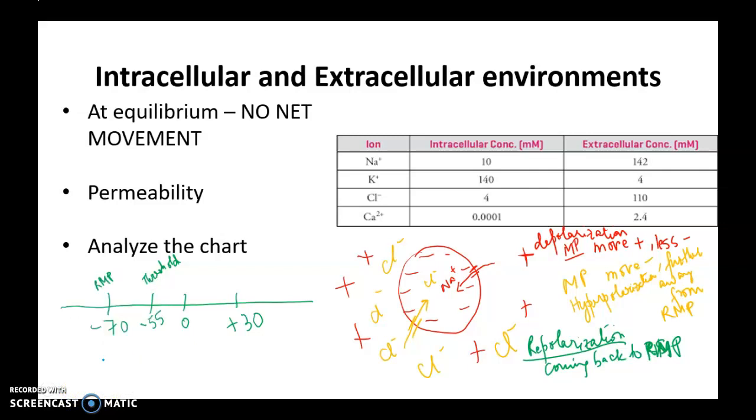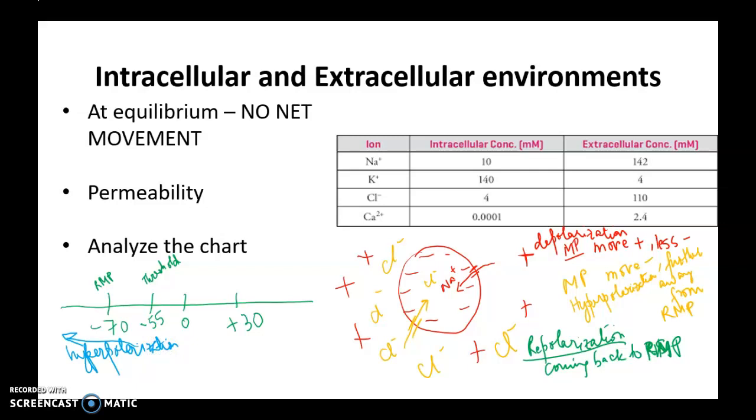Okay. Now, let's say the cell becomes very, very permeable to chloride. So what charge is coming in? Negative charge, right? So will it move closer to threshold or closer to 0 or further away from resting membrane potential? Well, more negative. So it'll move further away from resting membrane potential. And this is hyperpolarization. Good. Okay.